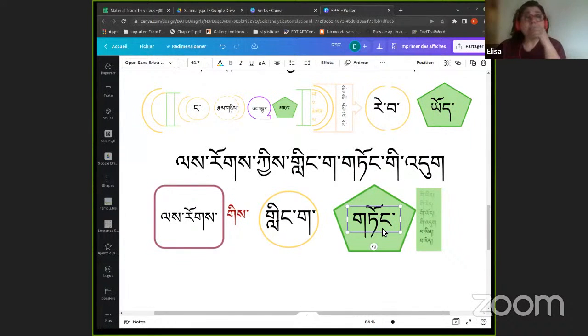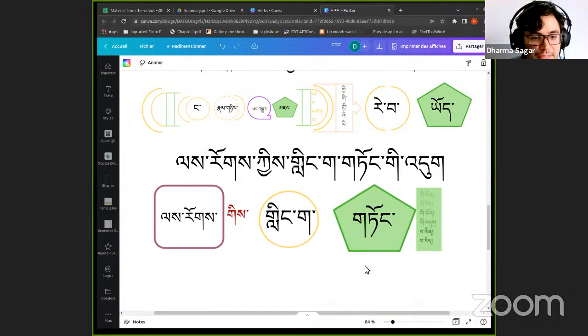Is it like gap? Yes, also gap is another one of these. Gap is another one of these auxiliaries that can be used instead of specific verbs.